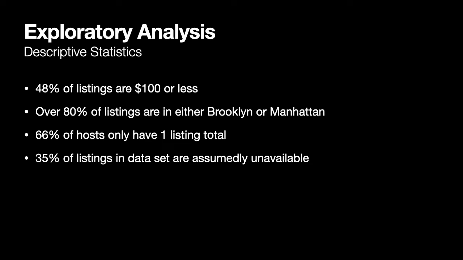From this exploratory analysis, we see that 48% of the listings are $100 or less, and actually 82% of them are $200 or less. We see too that the listing locations are over 80% in just Brooklyn and Manhattan out of the 5 boroughs. Also, around 2/3 of hosts only have one total listing, whereas the other third of hosts have more than one rental space that they can offer at a given time. And of these nearly 50,000 listings, 35% of them can be assumed to be unavailable since they had a value of 0 in the column for their yearly availability.